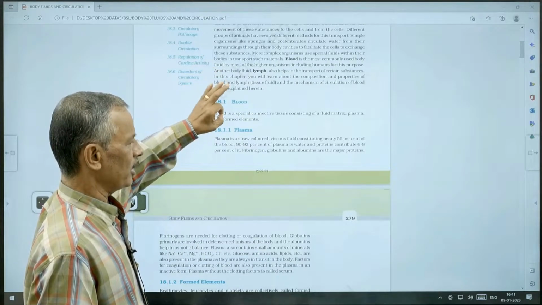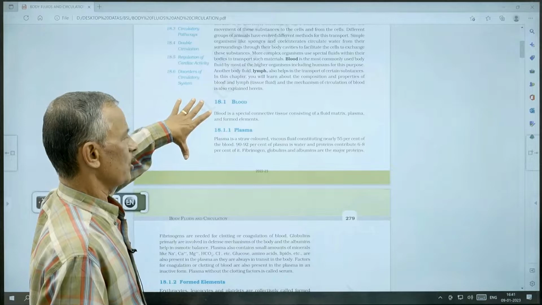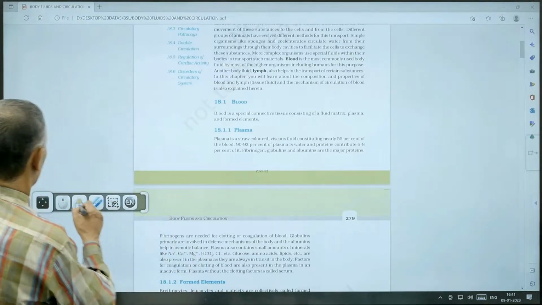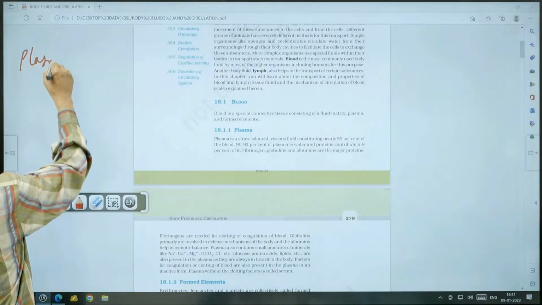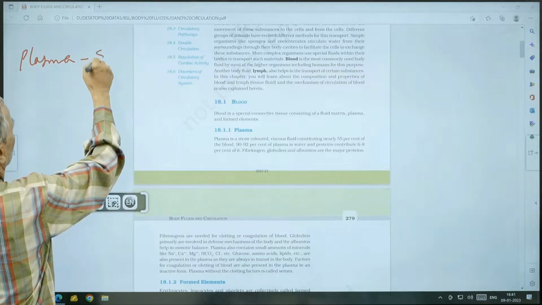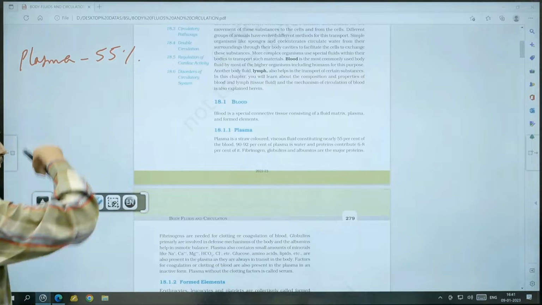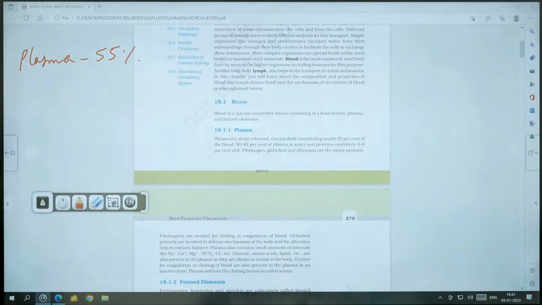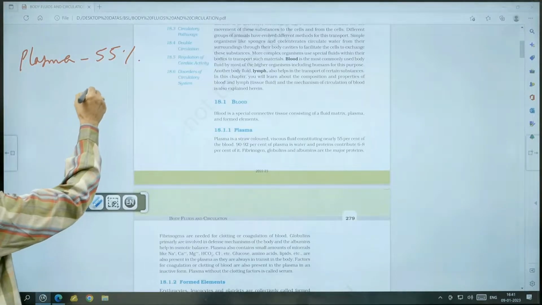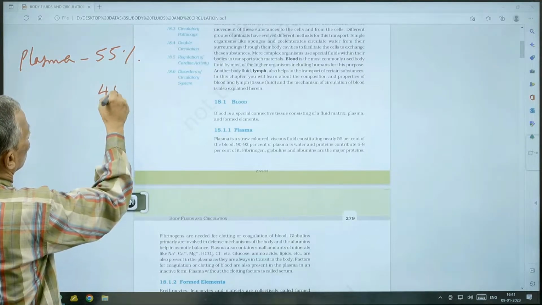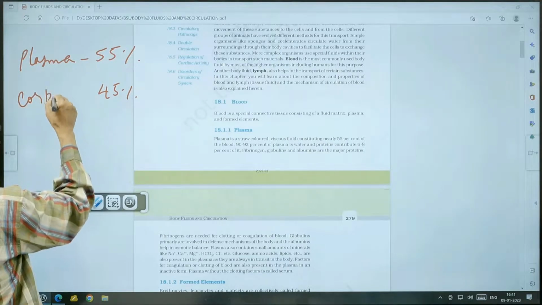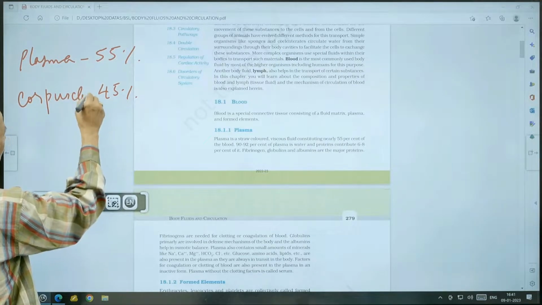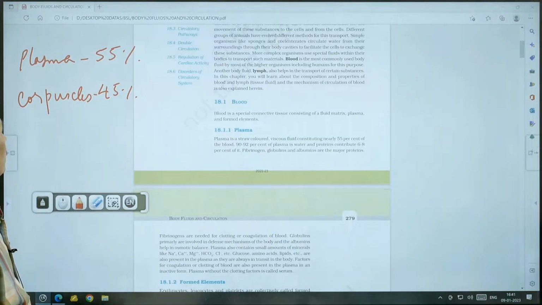As we have studied earlier, blood is a special connective tissue, and since it is a connective tissue, it has abundant matrix. That matrix we have studied is the plasma. Plasma constitutes 55% of the volume of the blood, and the remaining 45% is constituted by the corpuscles, the formed elements, or the cells, which are called corpuscles.